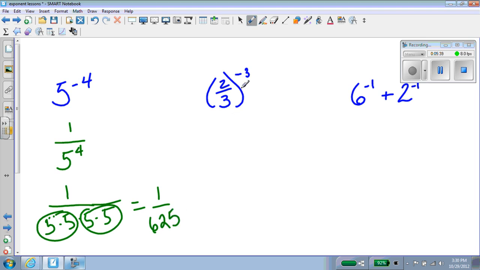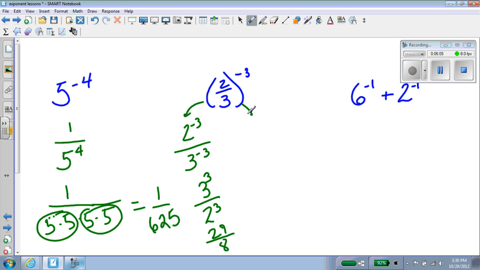What about 2/3 to the negative third? Well, I could do this one of two ways. I could either do it as 2 to the negative third over 3 to the negative third, and then say, oh, well, that should be 3 to the third on top and 2 to the third on the bottom, which is 27 over 8. I could do it that way.